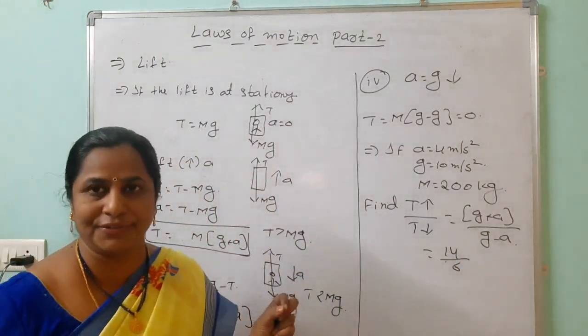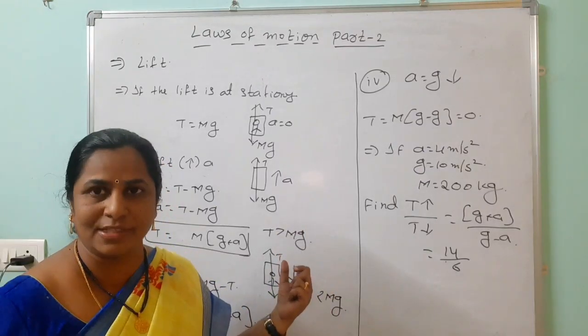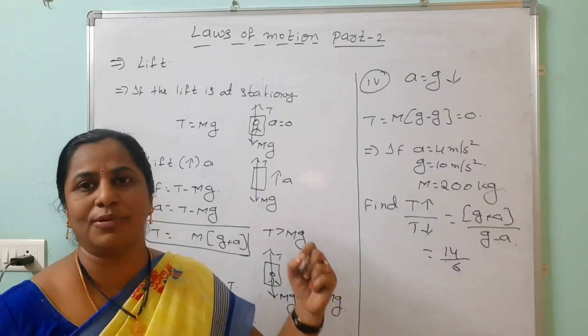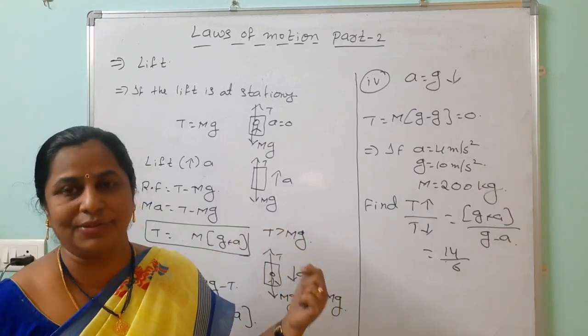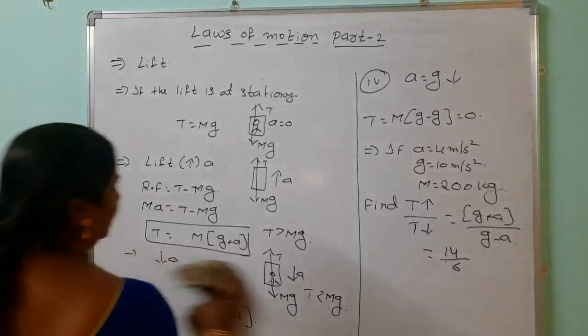So depending on the situation we can use this. This is one of the very important concepts. But while reading the problems, you should remember whether the lift is going upwards or coming downwards. Is it freely falling or is it at rest? Like that we should observe this. Then we are going to discuss the Atwood machine.